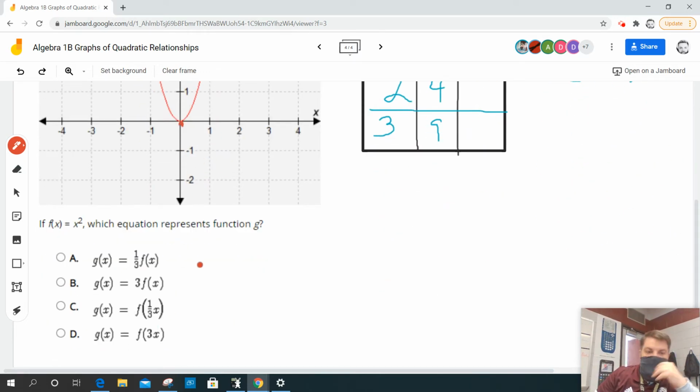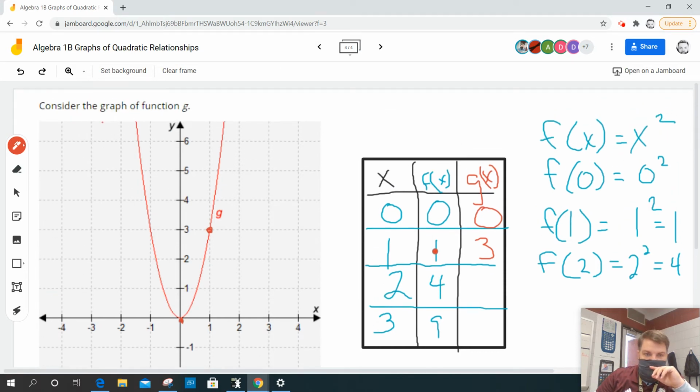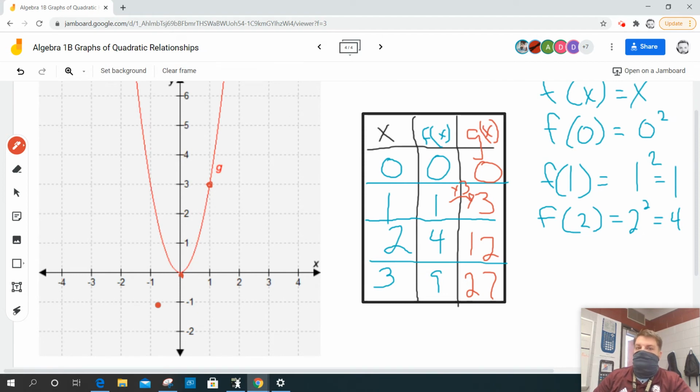I don't think it's a scale factor. I think that the y value, I actually think that this would be 12, and I actually think that this would be like 27. So when I look at this, it looks like I'm multiplying f of x by 3. Well, wait, let me back up. It looks like I'm taking this number and multiplying by 3. Everything else is off the scale. So I think it's B, 3 times f of x. How could I double check that?